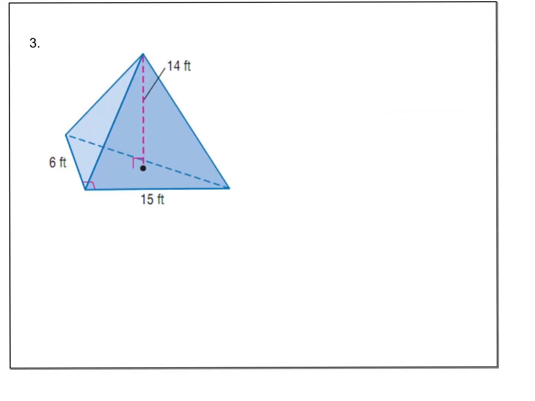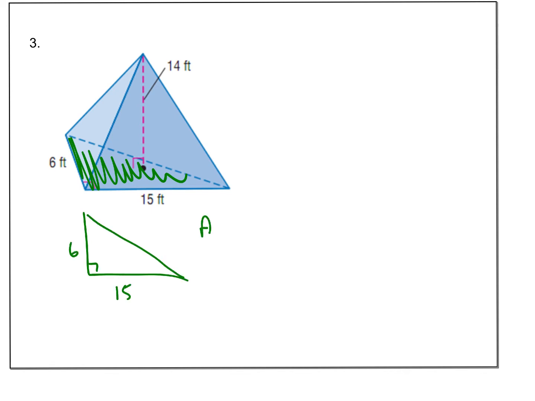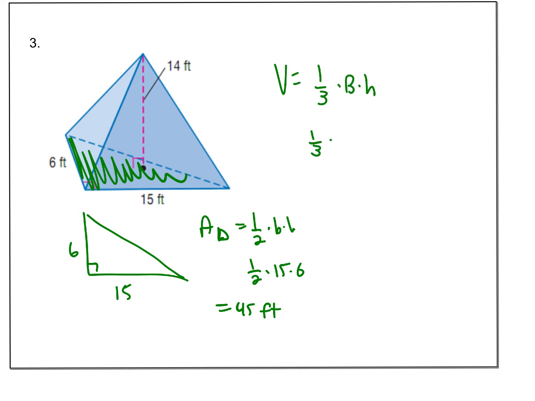So now here, it might be a little tougher to see, but this base is a triangle, and it's a right triangle. So the area of a triangle, remember, is just 1/2 base times height. So 1/2, 15 times 6. When I do that, I get 45 square feet. So now the volume would be 1/3 times base times height. So 1/3 times 45 times 14.